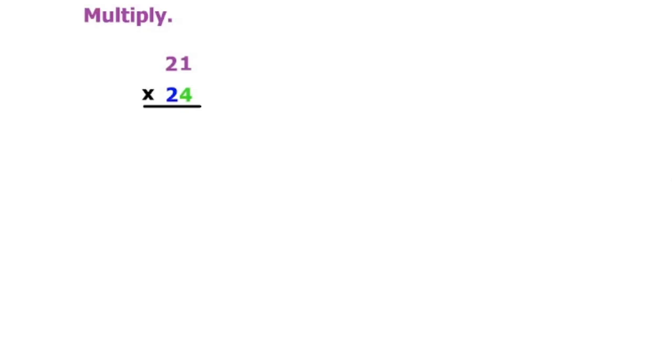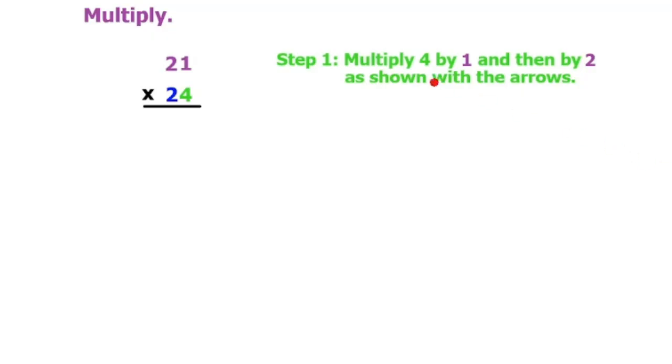In this video, I'm going to teach you how to multiply a 2-digit by 2-digit number. So if we have a problem like this that says multiply 21 times 24, the first thing is we need to multiply this 4 by 1 and then by 2 as shown with the arrows. So let's look at the arrows.